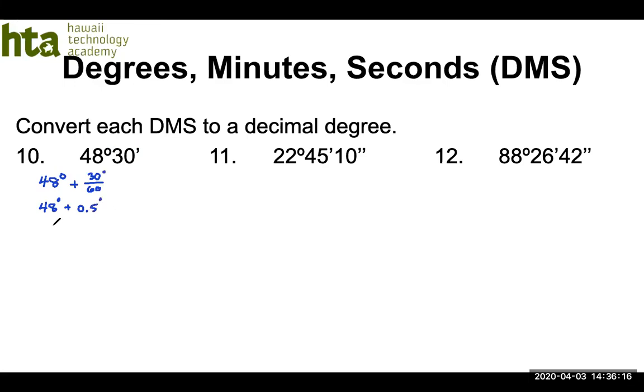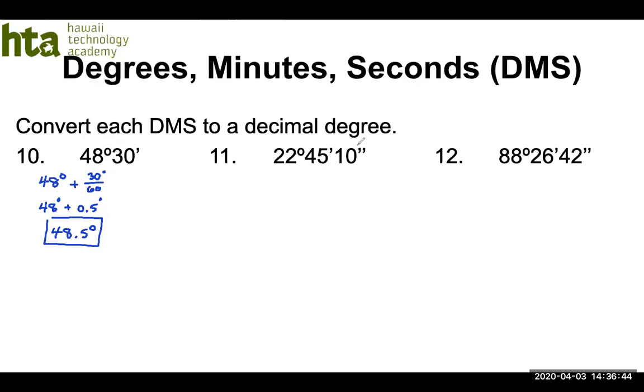So we just add those two together. So our degree in decimal form, oh, sorry, I did the degree sign too early, is 48.5 degrees. So all I did was take the degrees and leave it as the whole number in the front. And then for the decimal part, I take the minutes and put it over 60 and figure out what that decimal is. And that's our answer, 48.5 degrees. All right, let's try it with number 11.